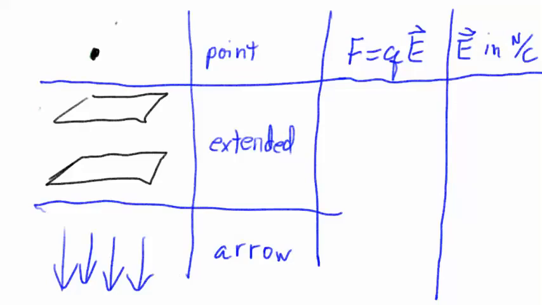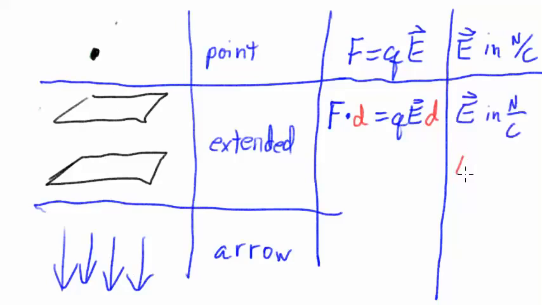charge, coulombs. For the extended version of the field, we're going to take that force and assume the charge is pushed by that force through some distance. So instead of having an electric field at a point, we have sort of an average electric field between 2 plates or between 2 parts of a circuit. So we're sort of multiplying the electric field by meter over meter. And a Newton times a meter, recall, is a joule.